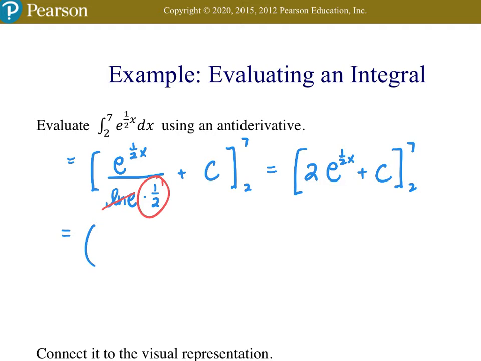All right, parentheses. Let's put in the number 7 first. So that'll be 2e to the half times 7, or 7/2, plus the constant c, minus the second set of parentheses. So we'll put the number 2 in. That would be 2e to the half times 2, which is e to the first, also plus c.